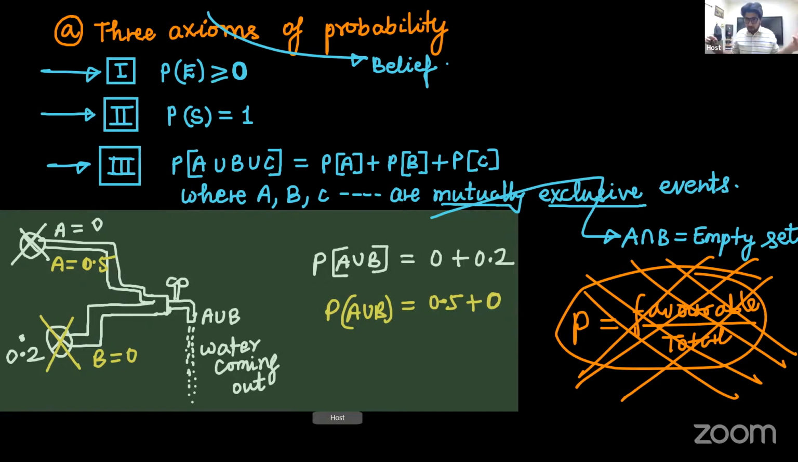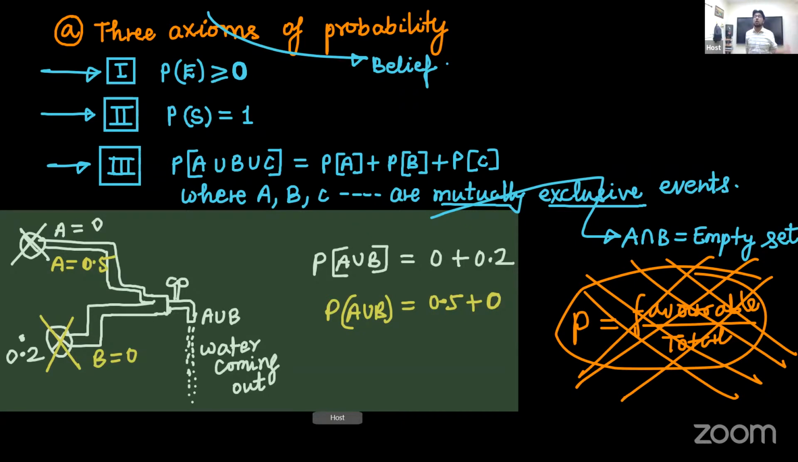There is no rule, no equation, nothing we know of probability except these three axioms. Axiom number one, no event can ever have negative probability. At least in the worst case, the event will not happen, so zero chances are there.